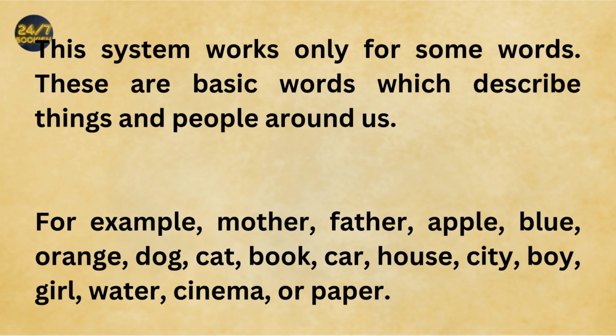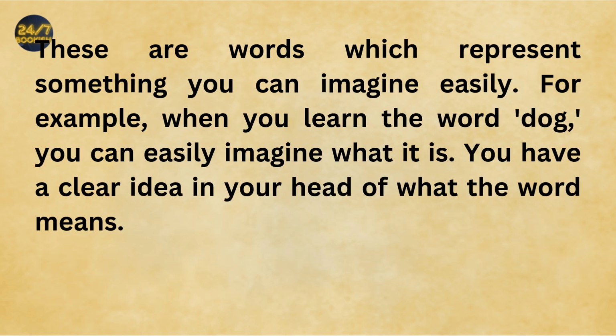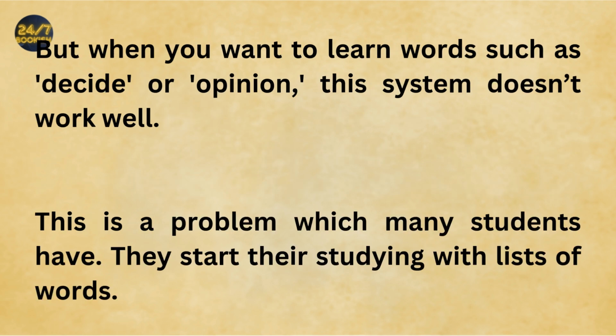For example, mother, father, apple, blue, orange, dog, cat, book, car, house, city, boy, girl, water, cinema, or paper. These are words which represent something you can imagine easily. For example, when you learn the word dog, you can easily imagine what it is. You have a clear idea in your head of what the word means. But when you want to learn words such as decide or opinion, this system doesn't work well.